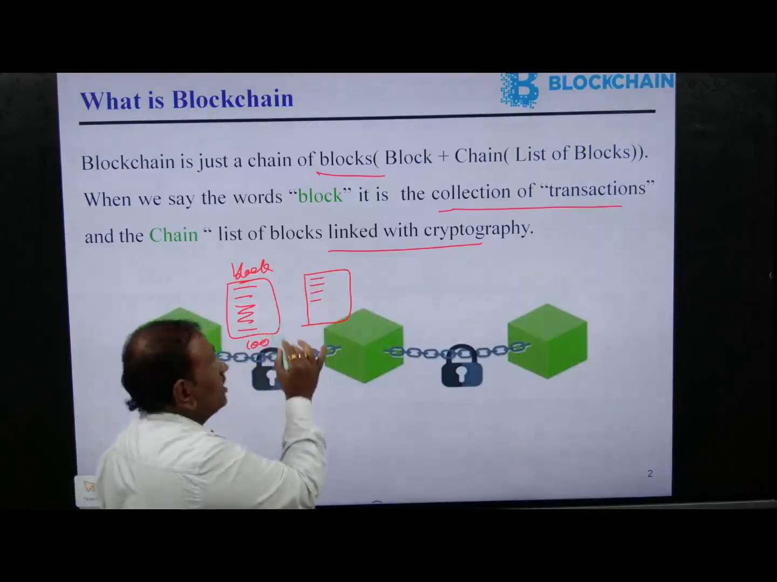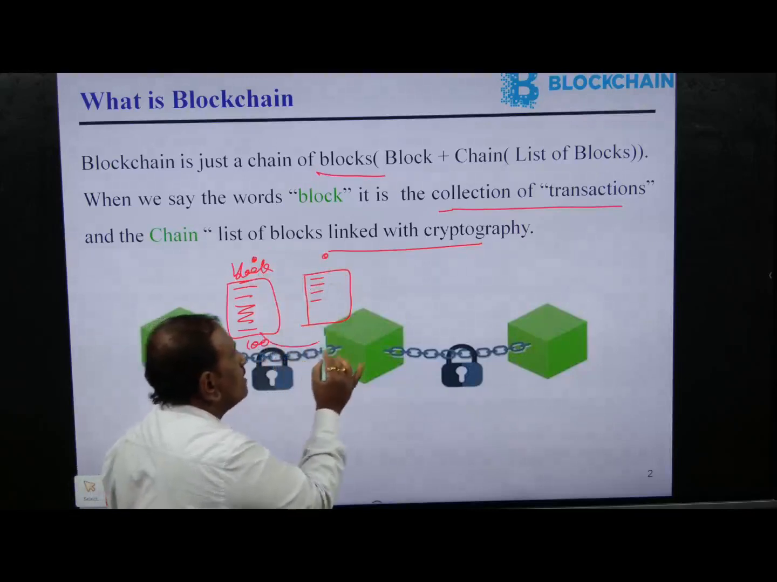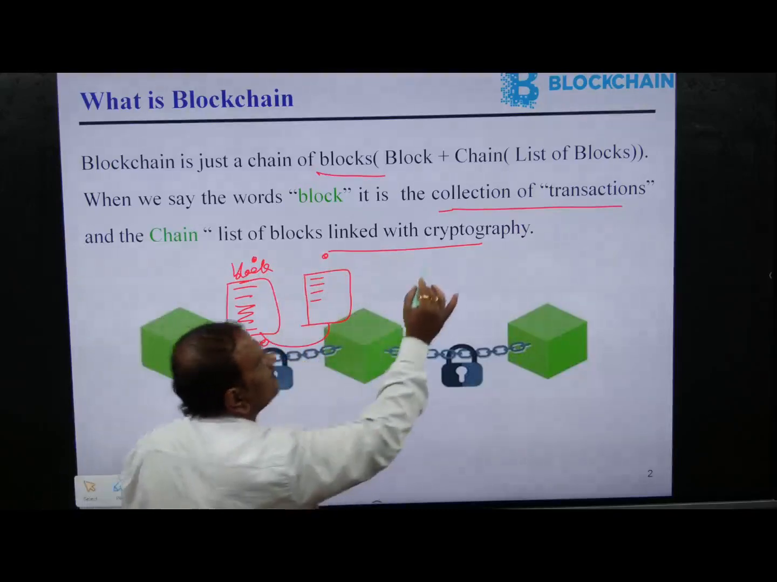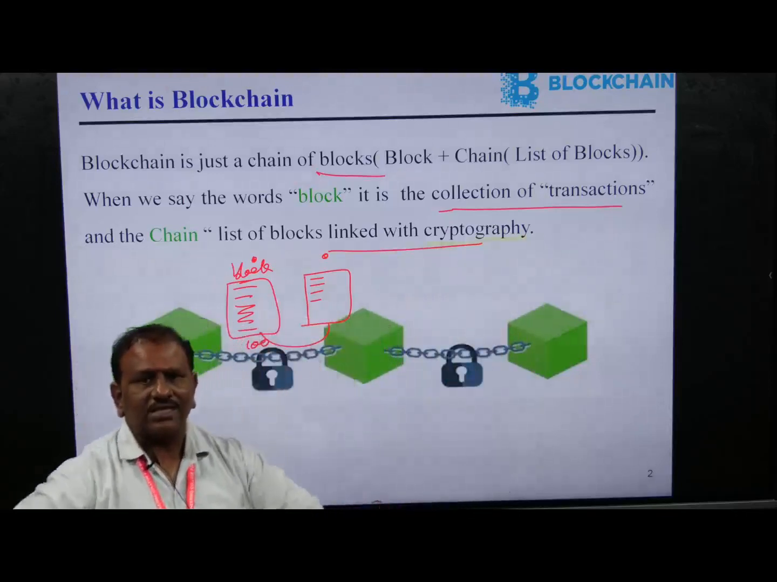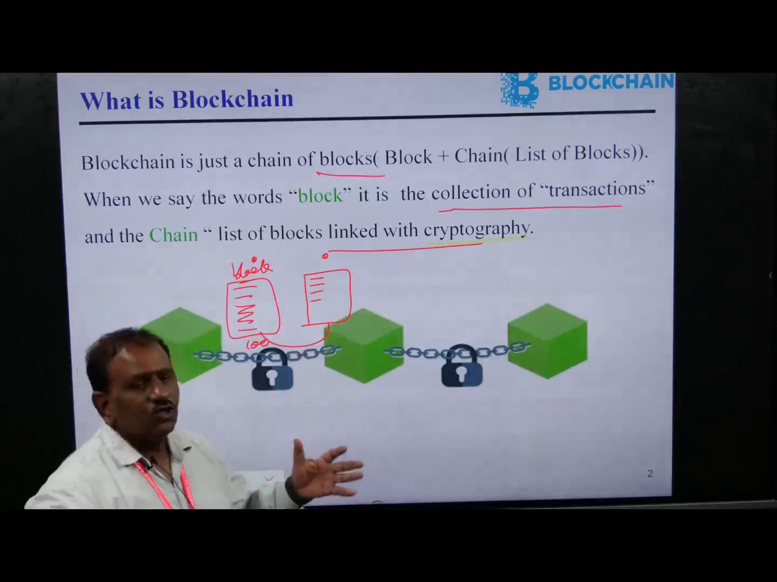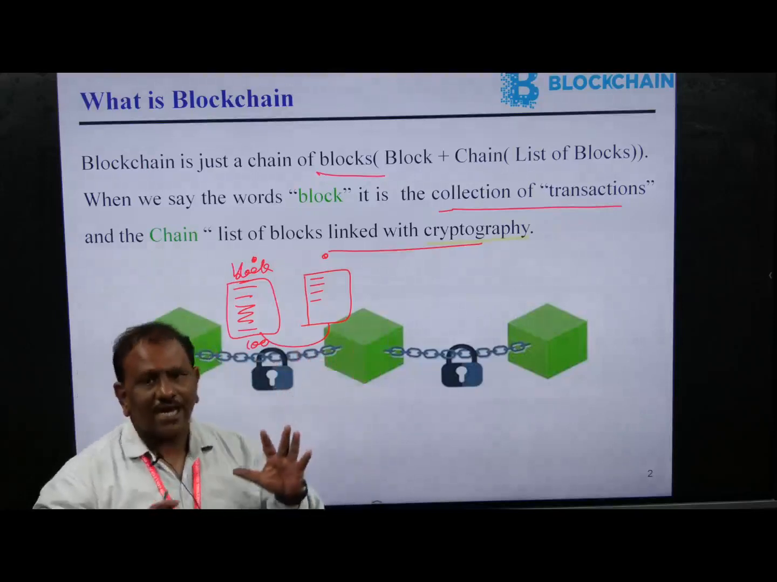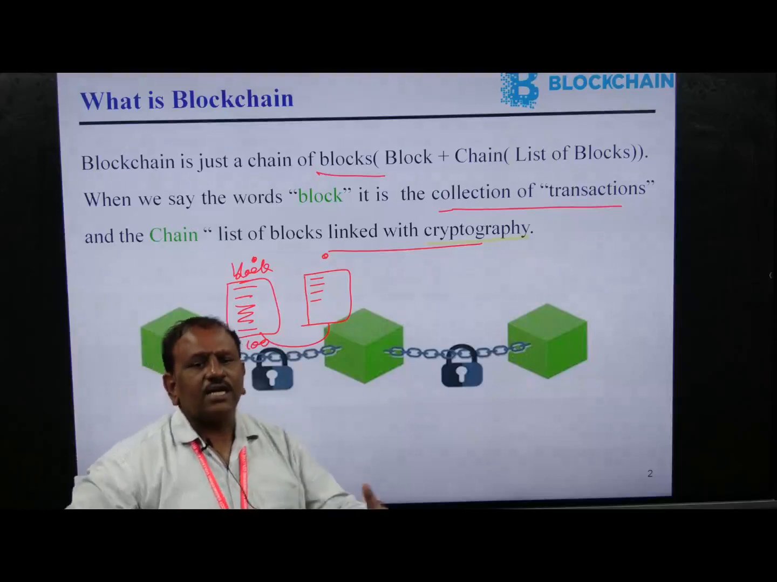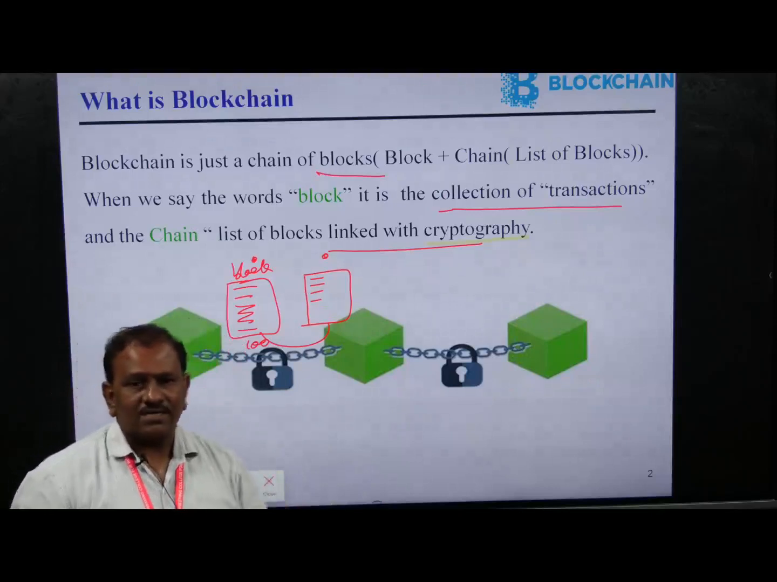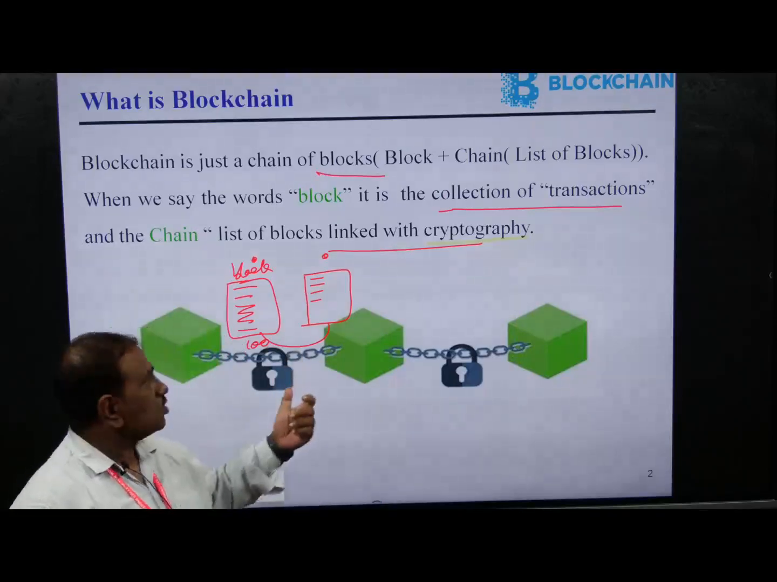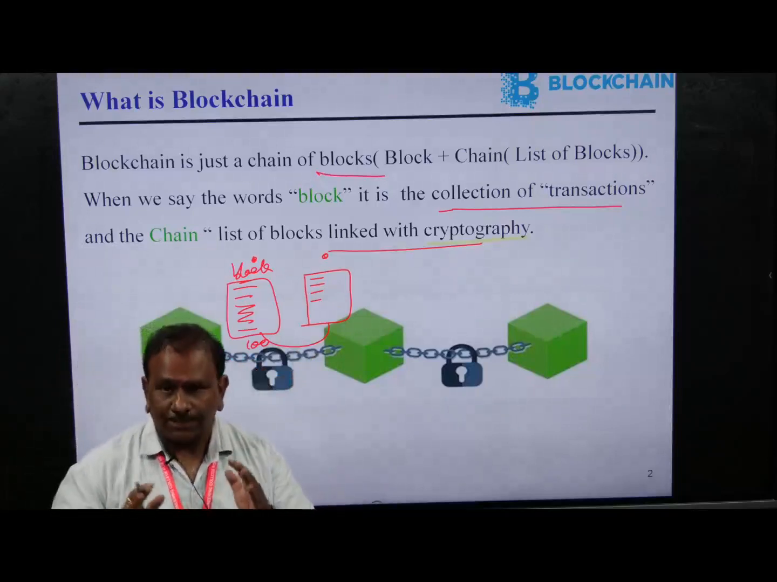The earlier block and the current new block will be linked together by means of cryptography. What cryptography is, we will discuss in the later part of the session. But as of now, we connect the several blocks using the cryptography concept, similar to a linked list, where we connect the several list elements by means of an address. Similarly, here we connect the several blocks by means of cryptography.